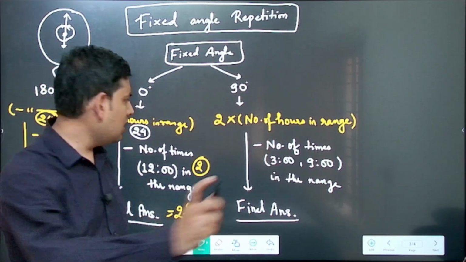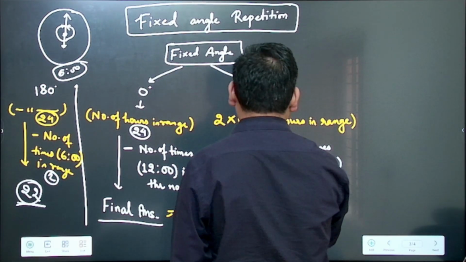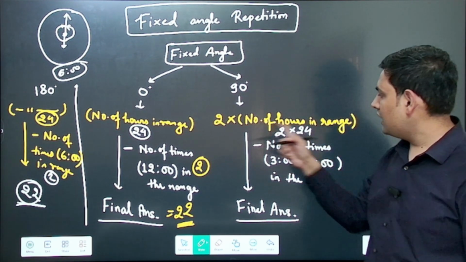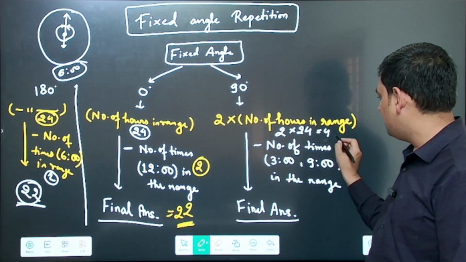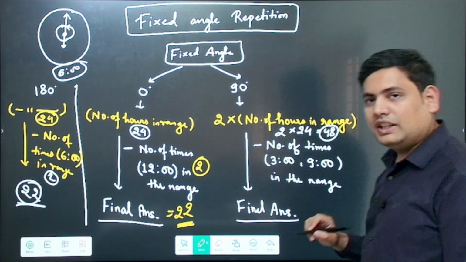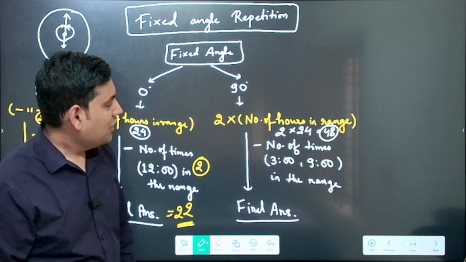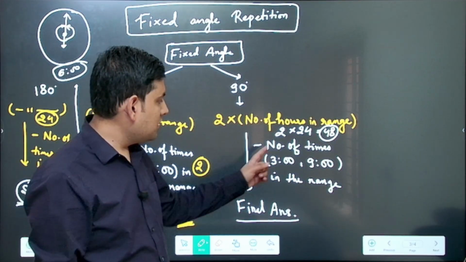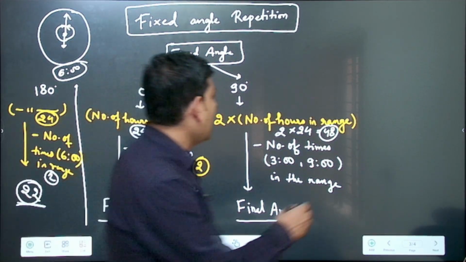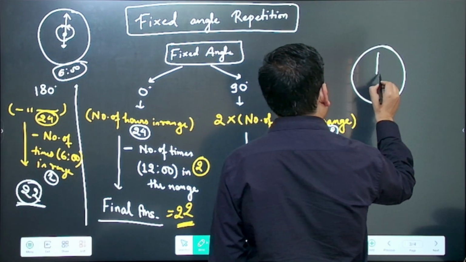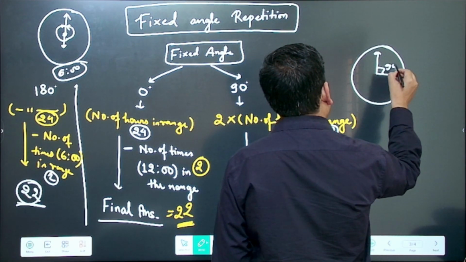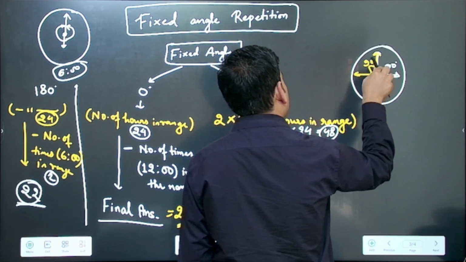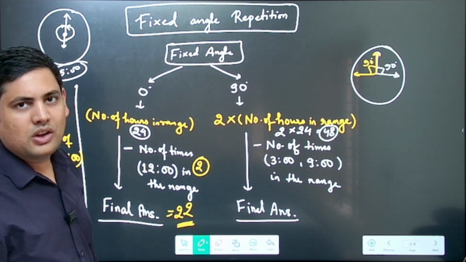Now let's count for a day. This becomes what? 2 into 24, correct? Number of hours in range, so this becomes 48. Fine till here? 48 ideal, but you'll have to subtract the number of times you have 3 and 9 in the range, because exactly at 3 you have 90 degree, and exactly at 9 also you have 90 degree. So these two times only you have to subtract.